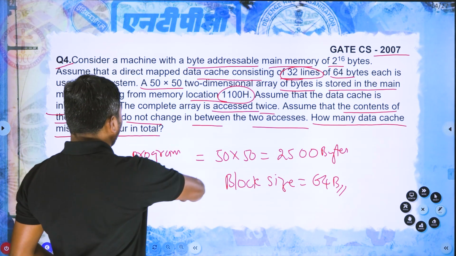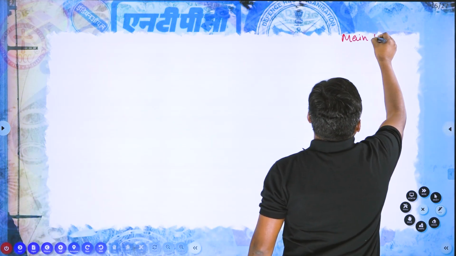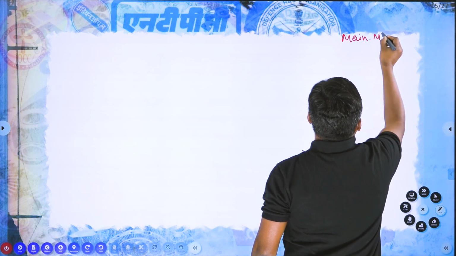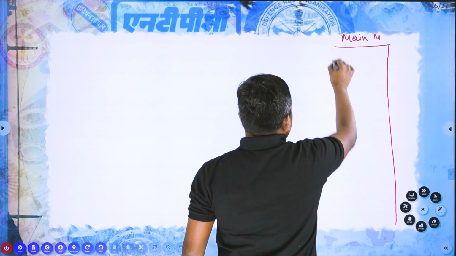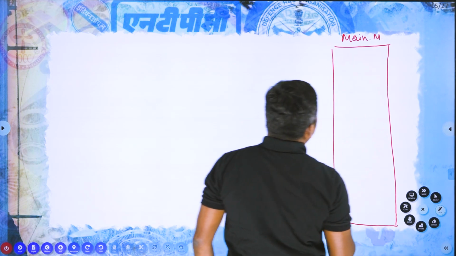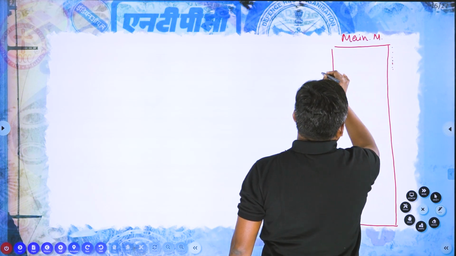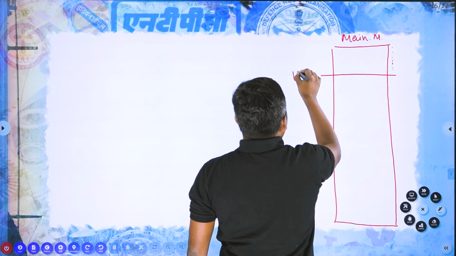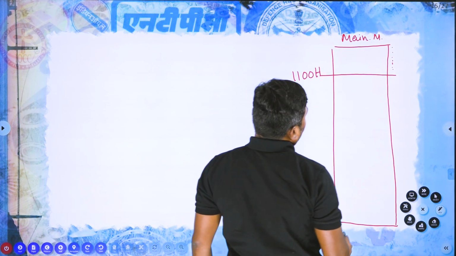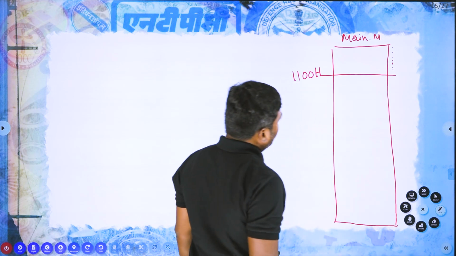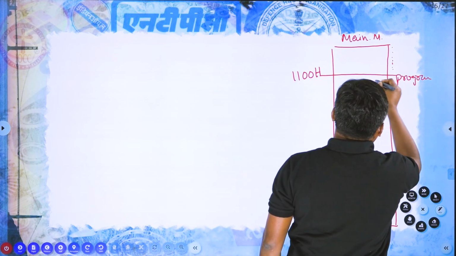So let me do it this way. Suppose I take main memory. Carefully observe, all of you. They said clearly the program is placed at some address. What is the address? 1100H, hexadecimal notation they gave. From here, the program started storing here.